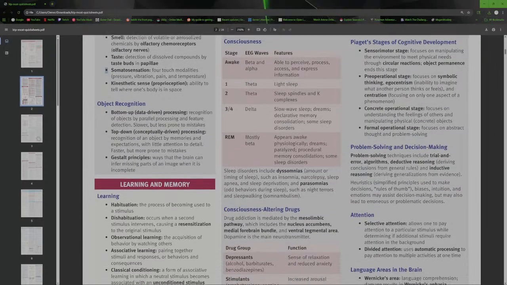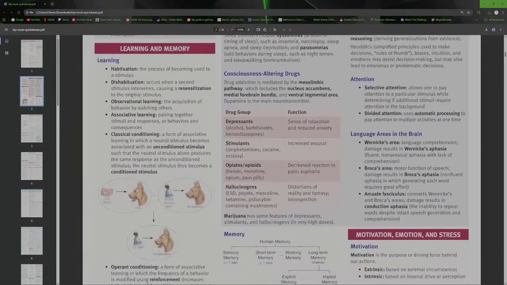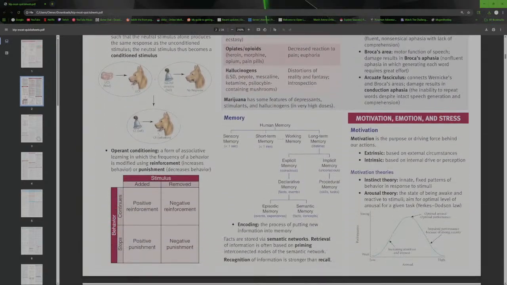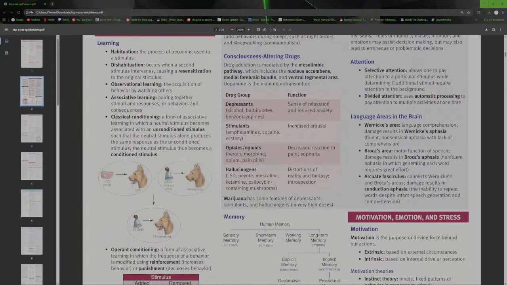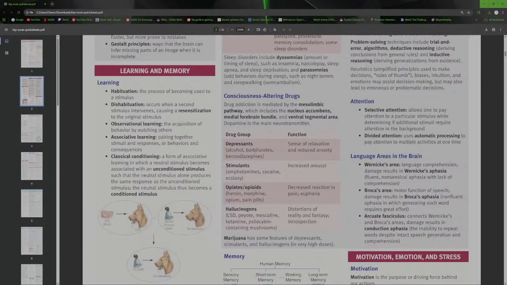All right. Now we're getting into the learning section, which is operant conditioning, classical conditioning, information, associative learning, and non-associative learning, and apparently memory.